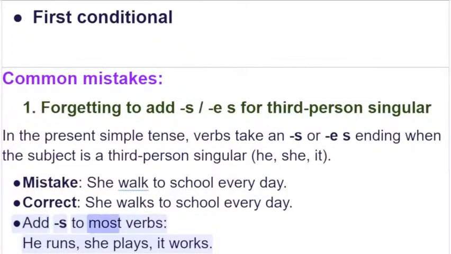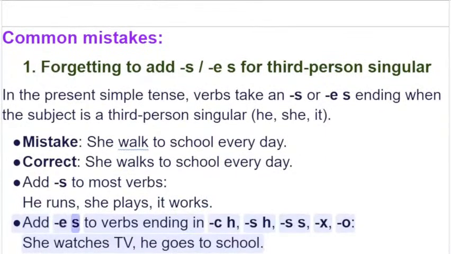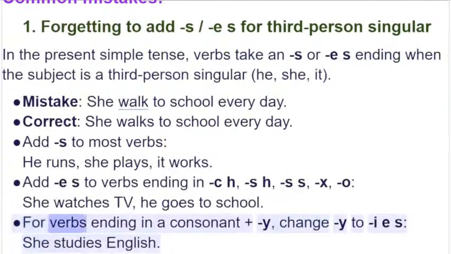Add s to most verbs. He runs, she plays, it works. Add es to verbs ending in ch, sh, ss, x, o. She watches TV, he goes to school. For verbs ending in a consonant plus y, change y to ies. She studies English.